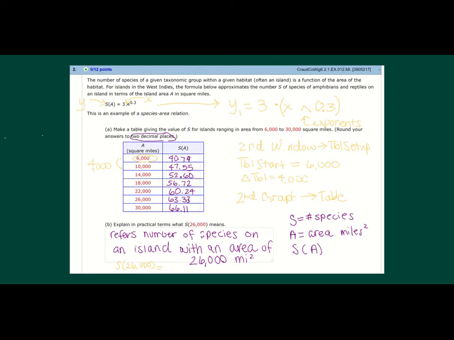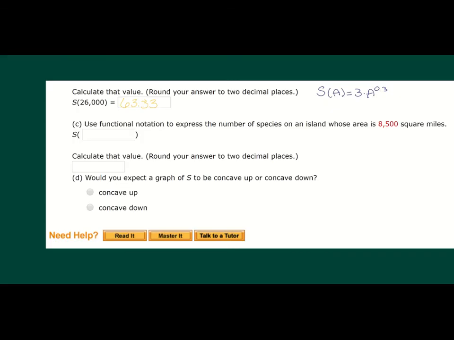This is very similar to the type of problem that you've seen on a quiz before. S of 26,000 from the table is equal to 63.33. What that tells us is that there are about 63 different species on the island of size 26,000 square miles. That's how you explain in practical terms what this, in functional notation, actually means.